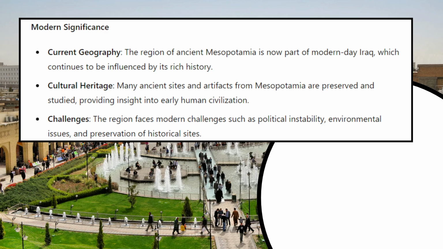Some modern significance to this area is that with current geography, it's now part of modern day Iraq, which continues to be influenced by this history, and there are many historical things left over that you can still view today. Its cultural heritage is that many ancient sites and artifacts from Mesopotamia are preserved and studied, providing insight into these early human civilizations. And some challenges the region faces are modern challenges such as political instability, environmental issues, and preservation of historical sites.